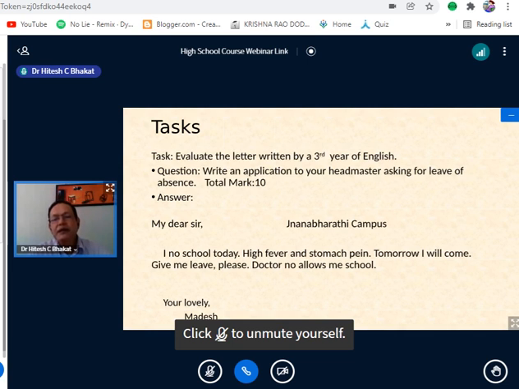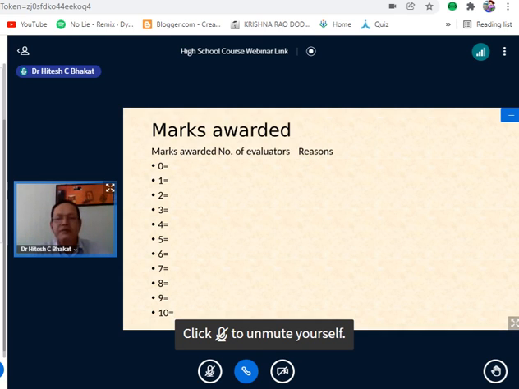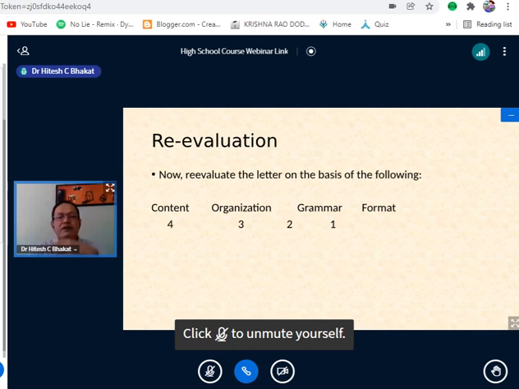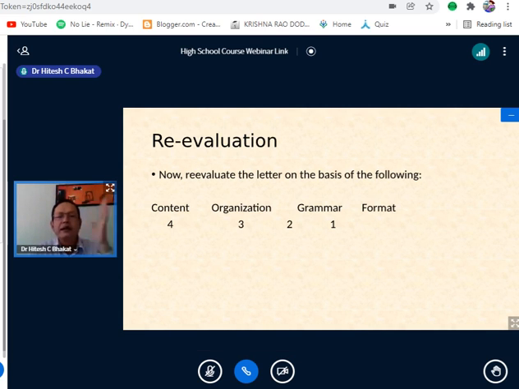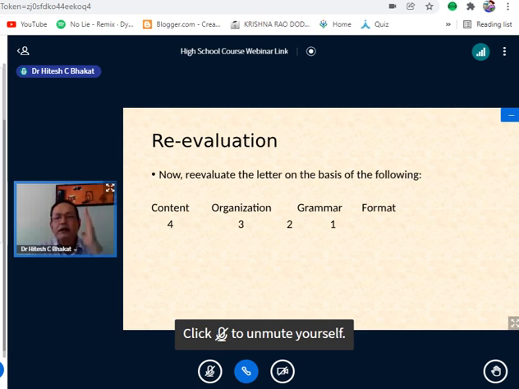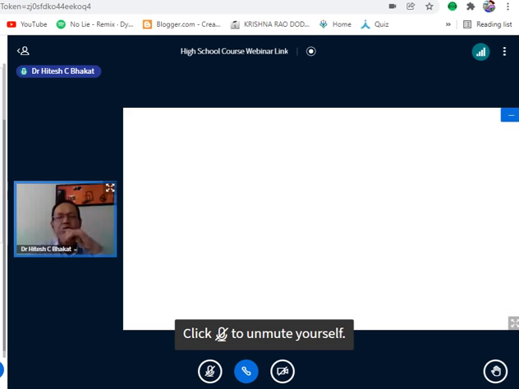By this, we talk about subjective evaluation and objective evaluation. You all participated in the activities, and at the end of this exercise we understood that most of us unknowingly do subjective evaluation. After discussion of this topic, we understood that we need to switch over to objective evaluation. How do we do that? By using certain criteria like content, organization, grammar, and format, and distributing the marks accordingly. So now it is clear. Then it is repetition.